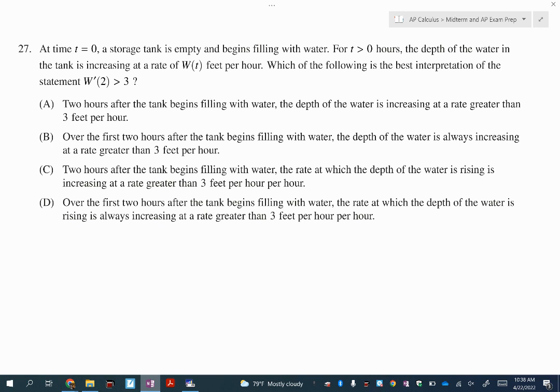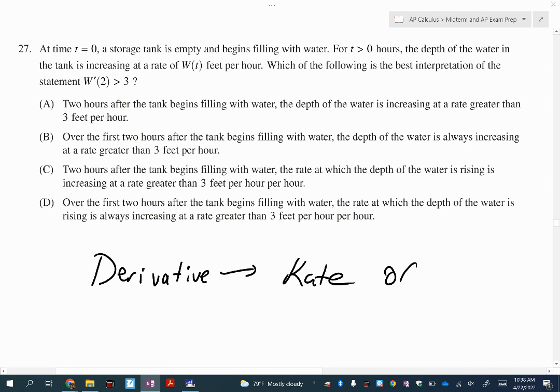t mean? It tells you the rate of the depth of the water, right? The rate of the depth of the water. So when you take the derivative, do you know what a derivative means? A derivative is just a fancy term that we've used in calculus to mean a rate of change. Okay? So whenever you see a derivative, that's just a fancy way of saying rate of change.